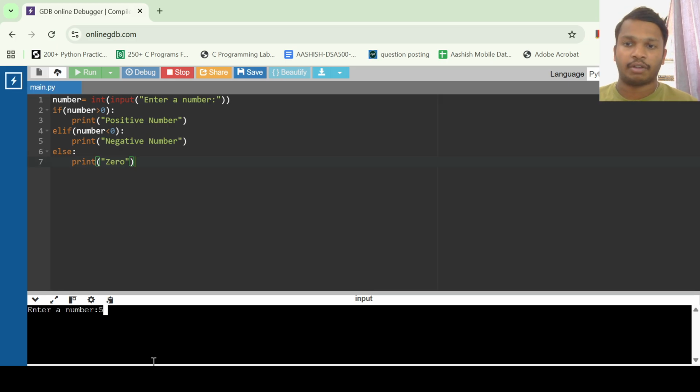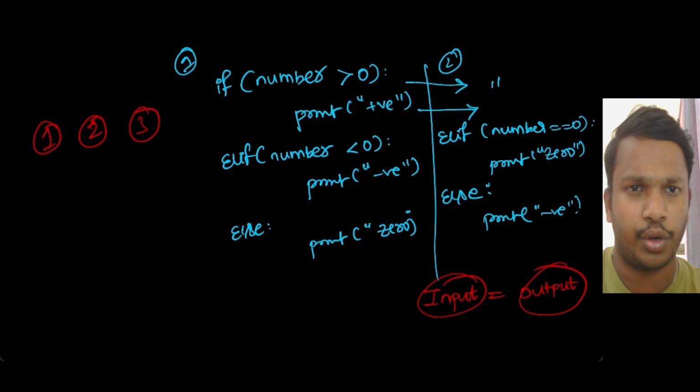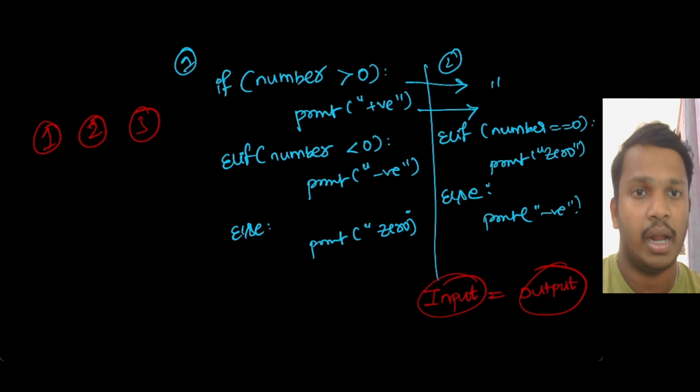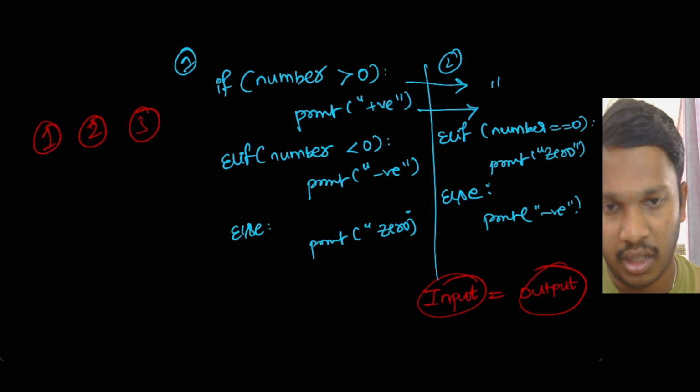If you run it, for example, 5 is a positive number, so it prints positive number. Next, minus 5 is a negative number, so it prints negative number. Next, for 0, it prints 0. Hence, our program is right, it is working for all the cases. If you have written some different logic, you can put it in the comments. If your input and output both match, then both of us are correct.